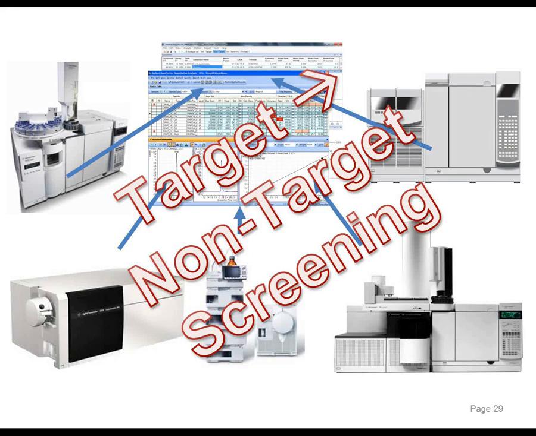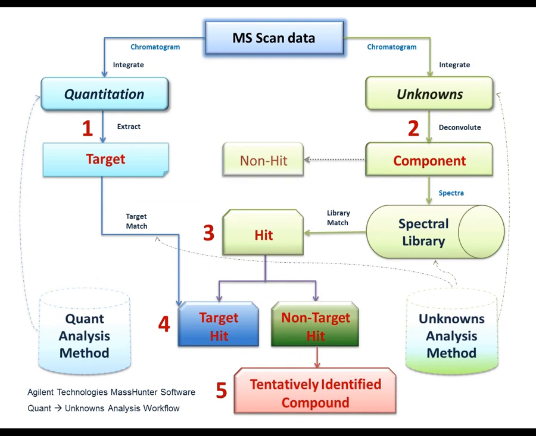Let me introduce you to a discussion of target non-target screening. This flowchart shows the quantitation part over here, and what I'll concentrate on talking about is the unknowns analysis, non-target screening, which uses a form of deconvolution with a library to look for hits. And if you're coming through the target way, you'll get the targets matched to find tentatively identified compounds.